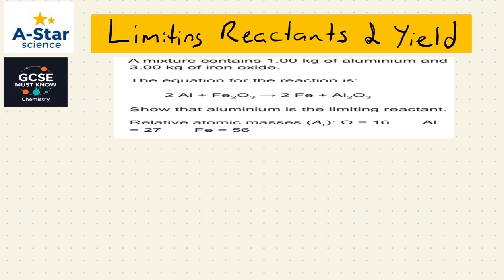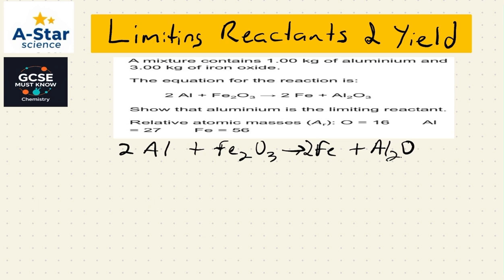So I have a method that I call the table method that you should get used to. It's really helpful for any question that involves calculations, including titration calculations, amounts of substance, and limiting reactants like what we're doing today. This first question comes from the AQA exam board. The first step in my table method is to always rewrite the equation. So in the space that they give you for your answer, we're going to rewrite the equation, which is 2 aluminum plus iron oxide yields 2 Fe plus aluminum oxide.